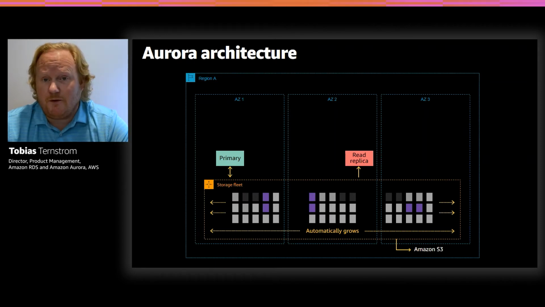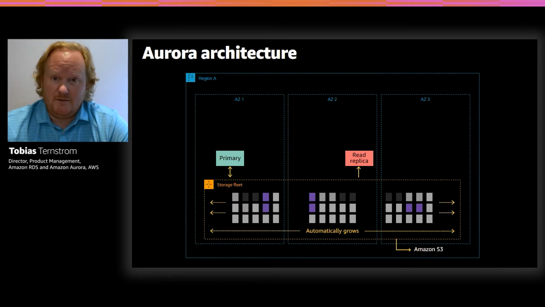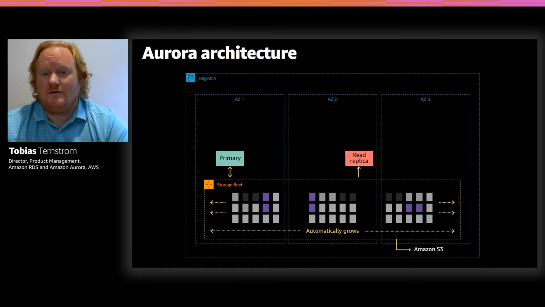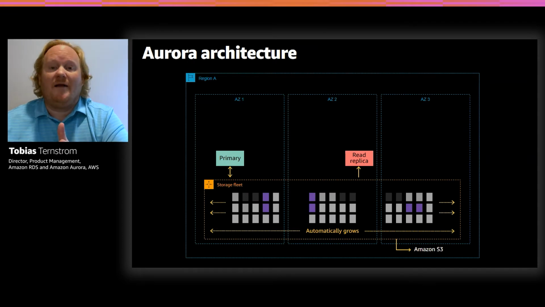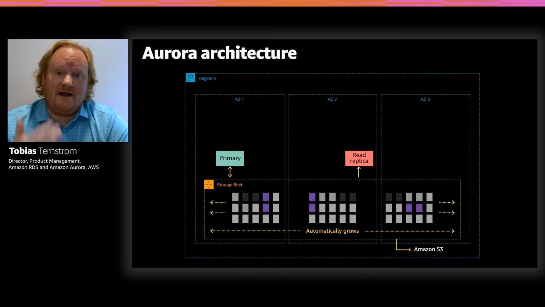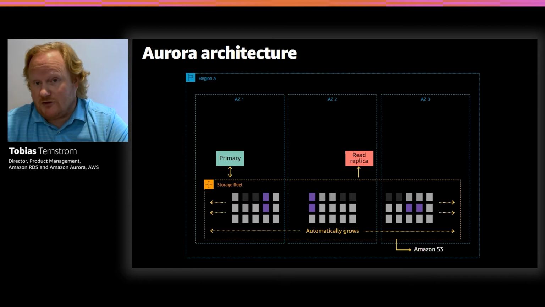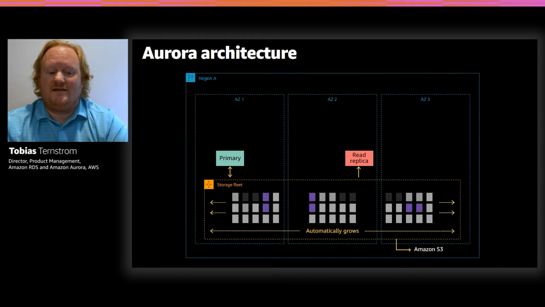So the fundamental parts of Aurora is we have a primary read-write replica where you can issue both reads and writes, and you can add a number of read replicas where you can read the data, but you can't write. So there's a primary writer.